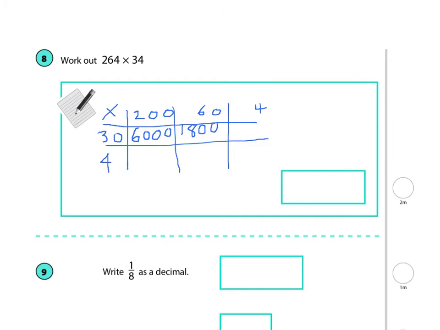And top right, 4 times 30, well I do 4 threes, which are 12, and the 1 zero from the 30. Bottom row, 4 times 200, well that would be 4 twos are 8, and then 2 zeros. Bottom middle, 4 times 60 is 6 fours, which are 24, and you add a 0. And finally, bottom right is 4 fours, which are 16.